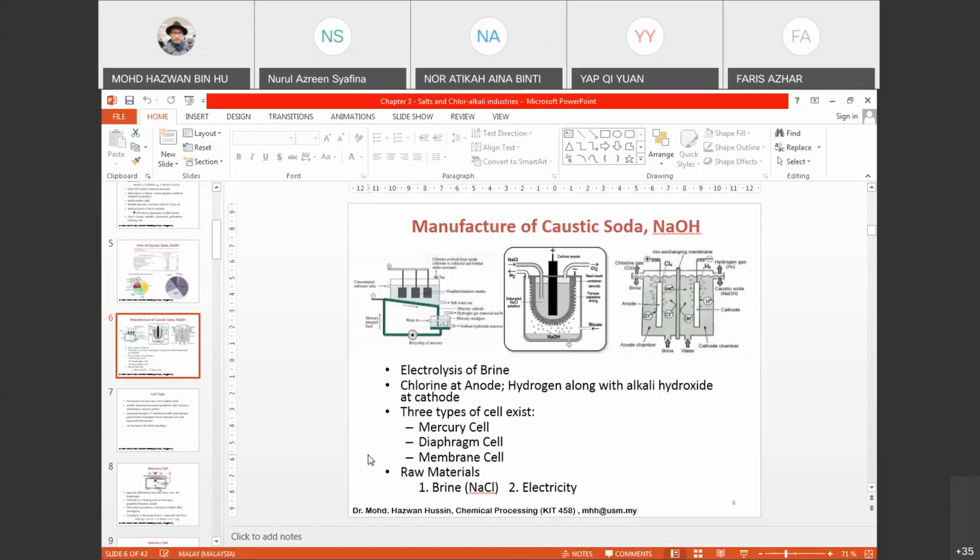For this membrane cell, it can be used to extrude the OH and chloride ions from the anode chamber. So it can make the product far lower in salt compared to the diaphragm cell. And the second is it requires only 1 liter of water to be evaporated, so it can produce a large amount of 50% sodium hydroxide.